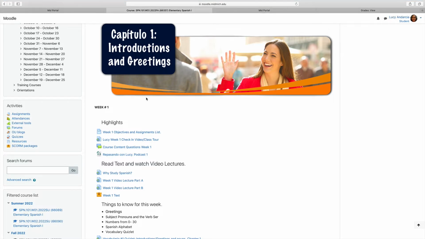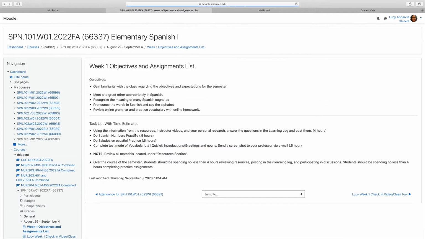So the first thing that you want to see when you get into Moodle every week and you see week 1 is to go to the objectives. Right here, they're going to tell you what we need. For example, in the first week, you're going to gain familiarity with the class regarding the expectations. That's what I'm doing right now, telling you what I expect from you, and then you also know what to expect from me.